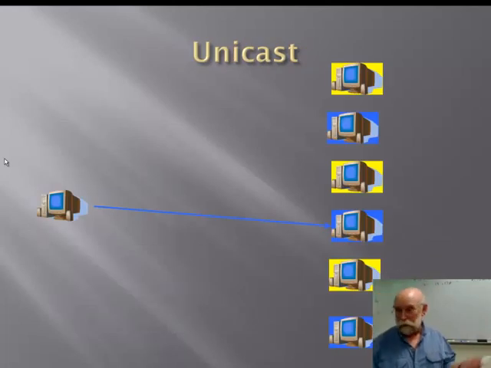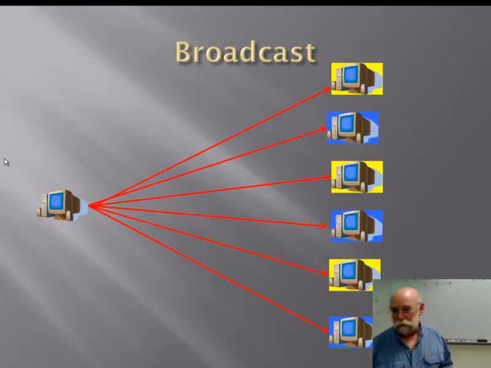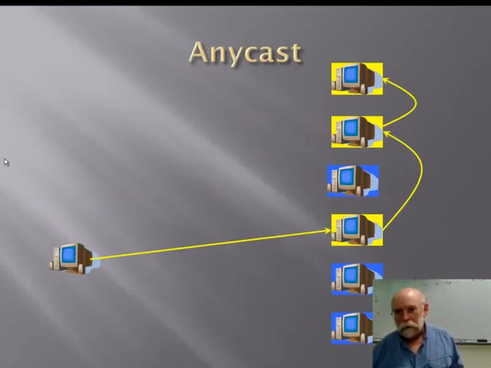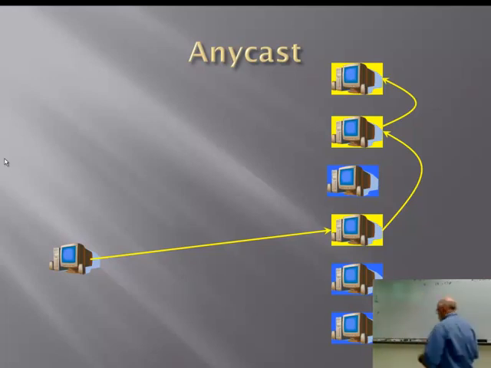Okay, let me show you these. So there's what a unicast looks like, one-to-one relationship. There's a broadcast, one to everybody, which we don't have here, only in IP version 4. There's a multicast, one to many. And here's an Anycast, one to many, but in a certain order. And that way you can get routing tables and that kind of thing distributed in a sort of logical fashion. Right?